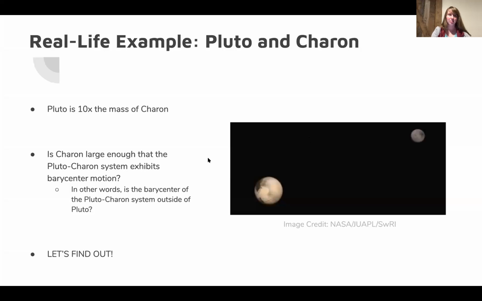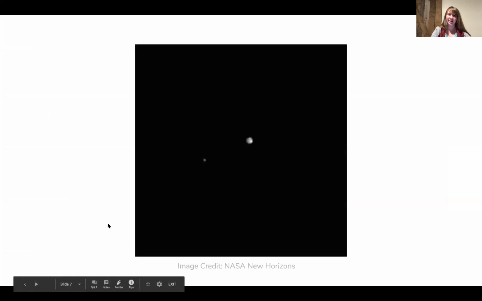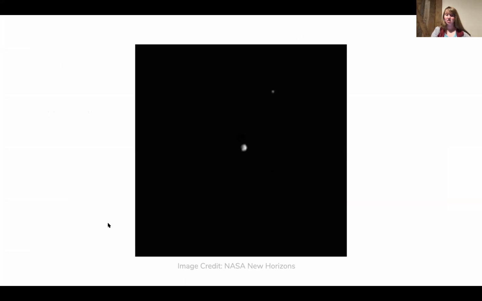I have one more thing to show you guys. We can see this in action. We can see the movement of Pluto and Charon. This was taken by NASA's New Horizons probe that recently went past Pluto, and it captured this in action. We can see Pluto kind of moving with a barycenter motion because of Charon. So this had been mathematically calculated, but this is a really good GIF of the Pluto and Charon system's barycenter motion. You can kind of see this in action.